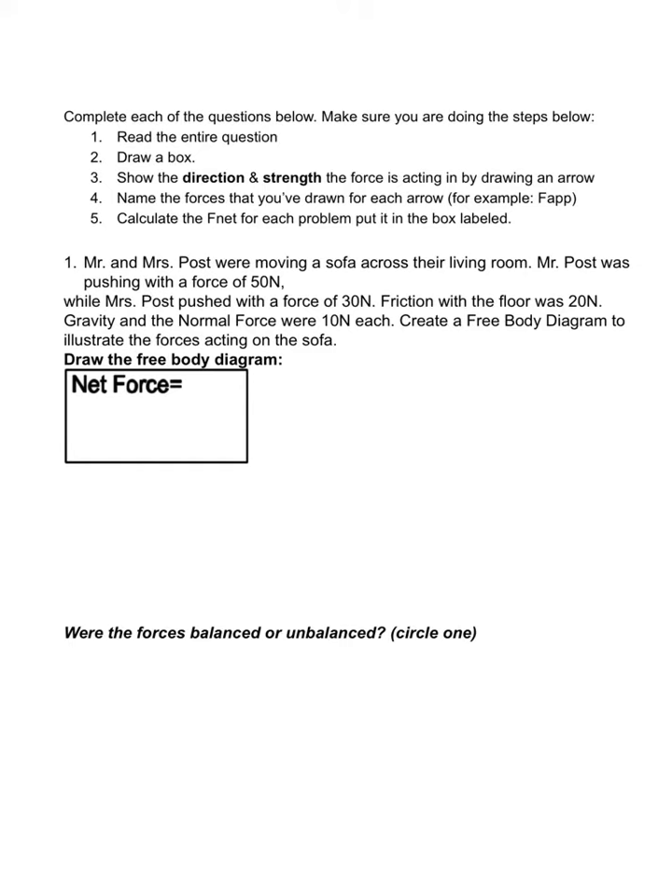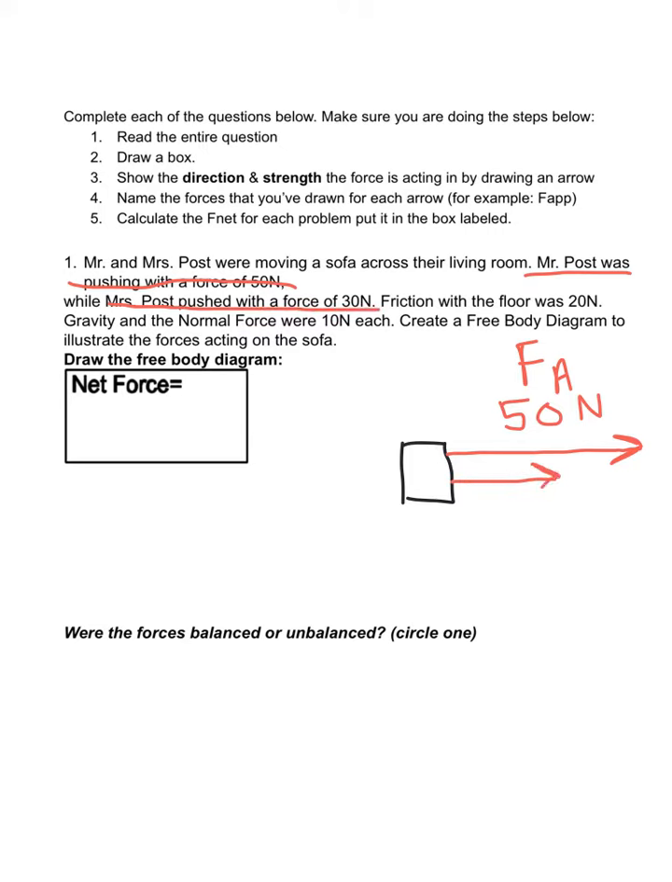First step is to draw a box. So there we go. It says that Mr. Post was pushing with a force of 50 newtons. Now it doesn't say which direction he was pushing in, so I'm just going to choose to the right. And that's 50 newtons force applied. Mrs. Post is pushing with a force of 30 newtons, so they are moving the sofa together across the living room, so she gets an arrow 30 newtons force applied. If I wanted to just draw one arrow, I could. One arrow for 80 newtons, but I'll draw them separately.